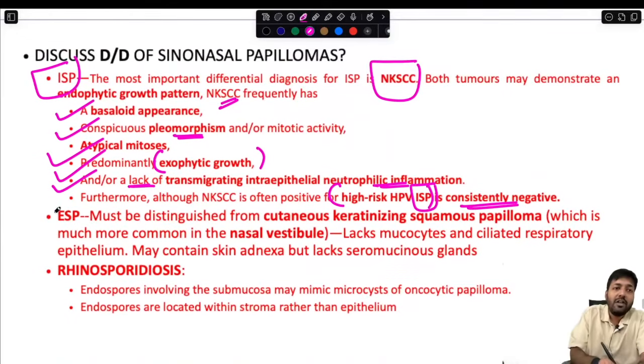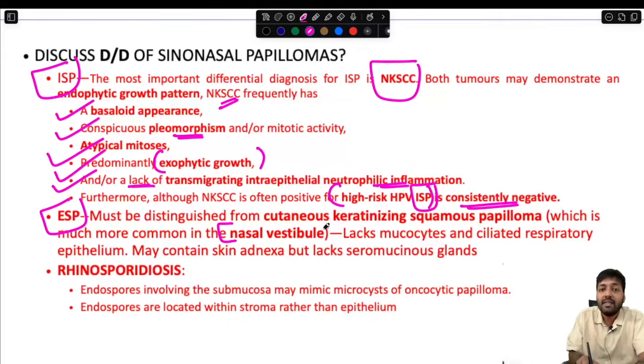Now the differential diagnosis of your exophytic variety: it must be distinguished from cutaneous keratinizing squamous papilloma, which is much more common in the nasal vestibule. So remember one thing, the exophytic variety of sinonasal squamous papilloma must be differentiated from the cutaneous keratinizing squamous papilloma. Remember, it is far more common in the nasal vestibule.